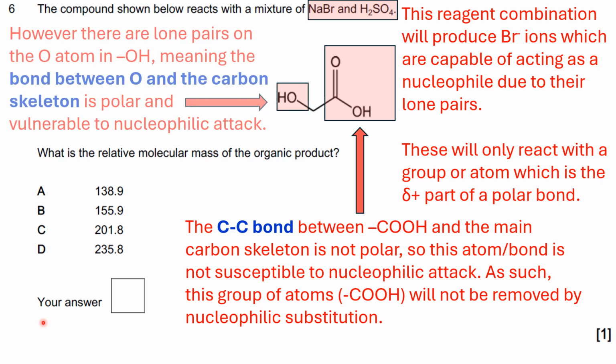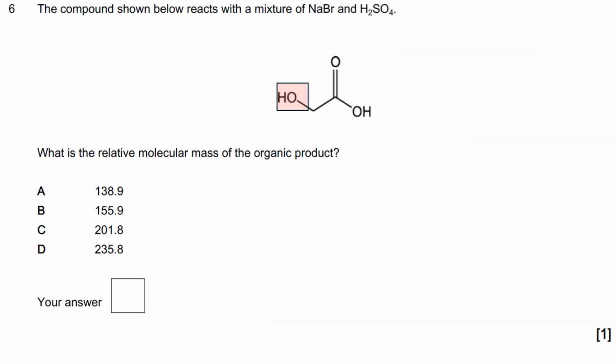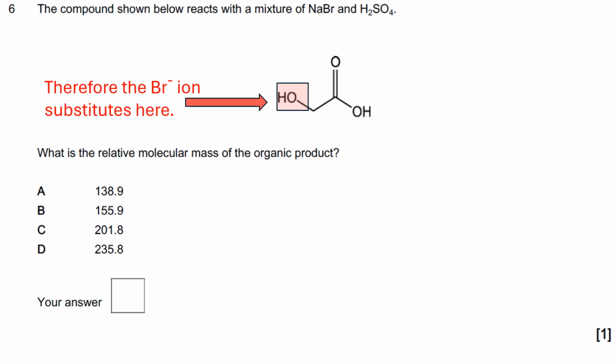However, if you look at the OH in the primary alcohol, the carbon-oxygen bond is polar. So to remove that whole group, the whole OH group, you would be able to do this using an incoming nucleophile. So that means that the bromide ion will substitute at that part of the molecule.